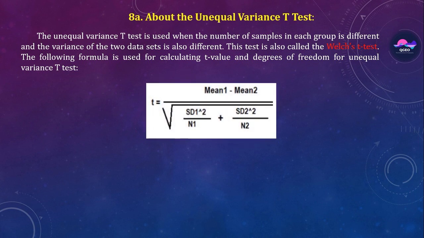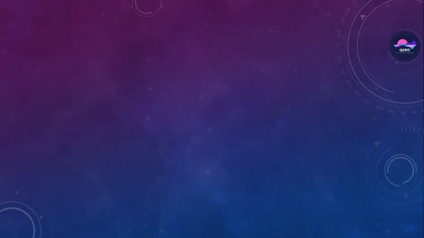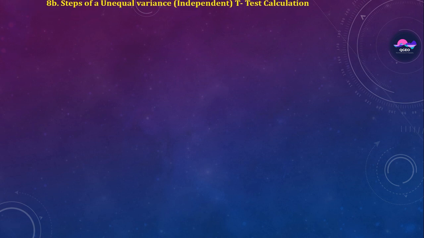Here is the formula. T is equal to mean 1 minus mean 2 divided by the root of SD1 squared by n1 plus SD2 squared by n2, and the degree of freedom we can calculate in this way according to our data. Now come to the data.